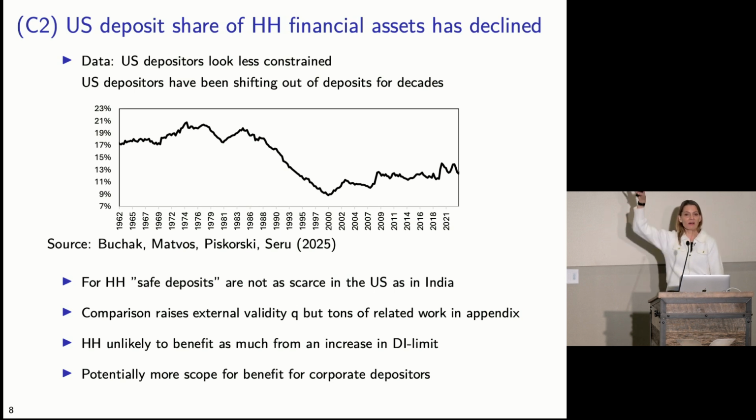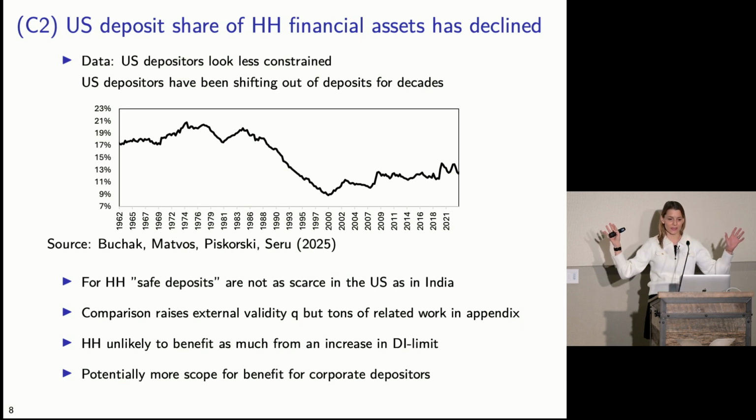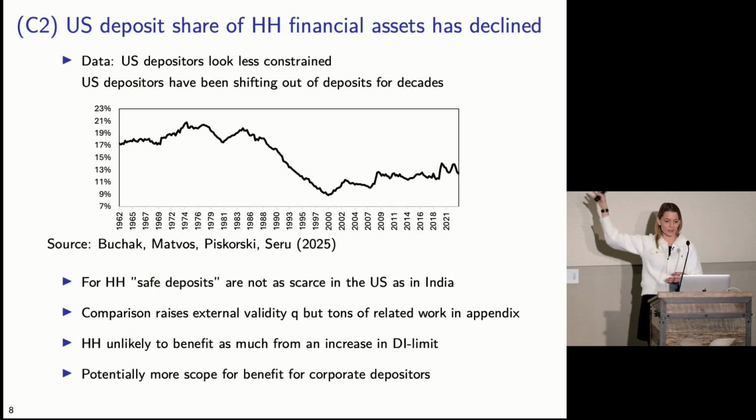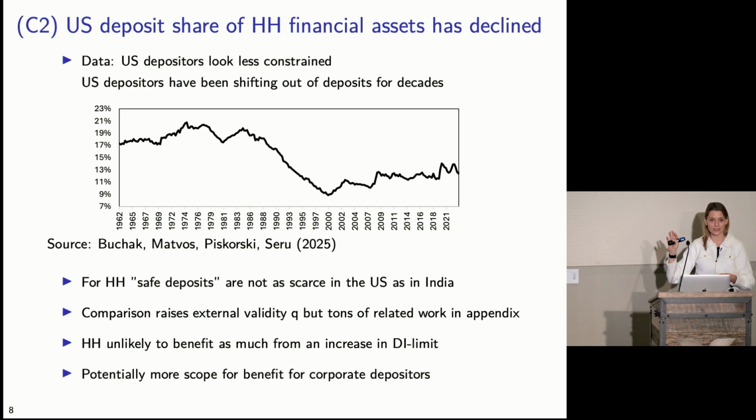policymakers in India. So now, just to close this point, I would argue that households in the US are not constrained in their access to safe assets. US depositors seem less constrained. US depositors have been shifting out of deposits for decades. This is based on Greg Buchek's and Amit Sarou's, my colleagues' work, and their co-authors, showing that this is a long-term trend. This comparison to me raises external validity questions, but there's tons of related work in the appendix.